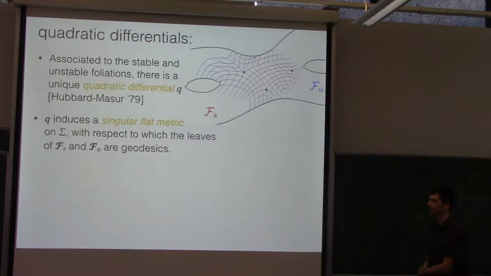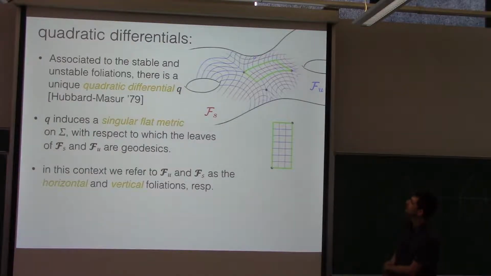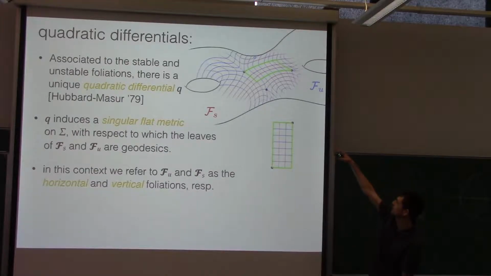And so to build our veering triangulations, we need to know what quadratic differentials are. Well, we need to know a little bit. I'm not actually going to define them or say too many details about them. But if I have these foliations, a stable and unstable foliation, then there is a unique quadratic differential Q. And Q induces a singular flat metric on our surface with respect to which the leaves of my foliation are geodesics. So, for example, something up here that on my picture doesn't really look square, in the singular flat metric, this is just a square. Right? And then I have singularities. My metric has singularities anywhere where the foliation had singularities.